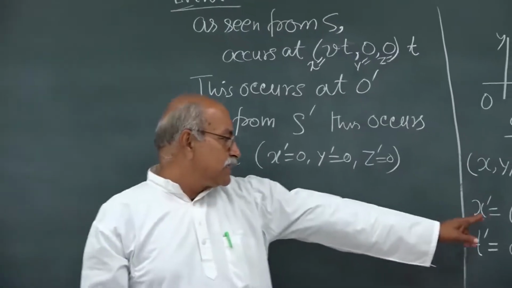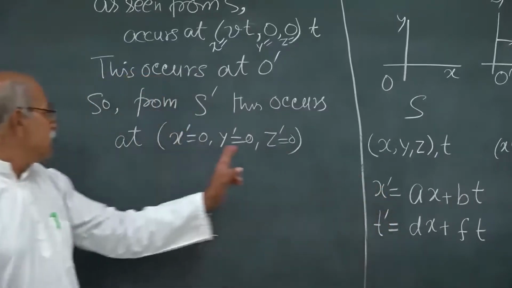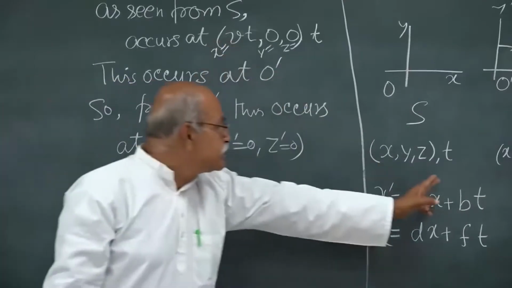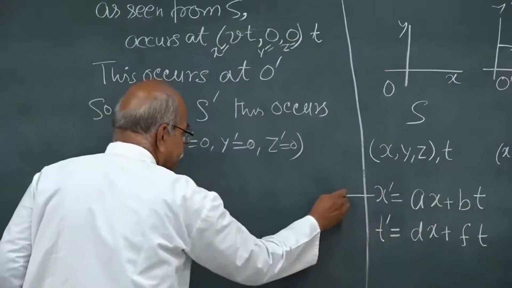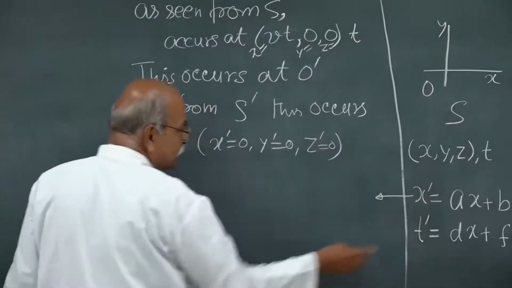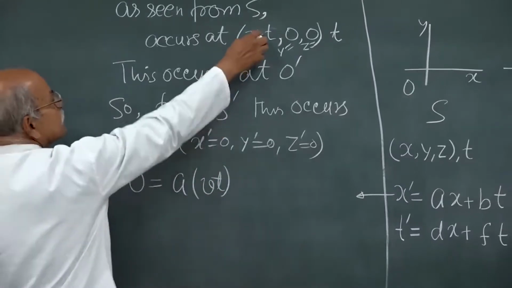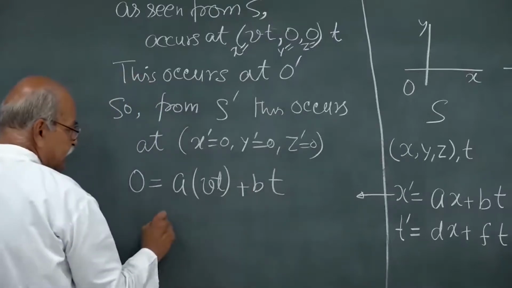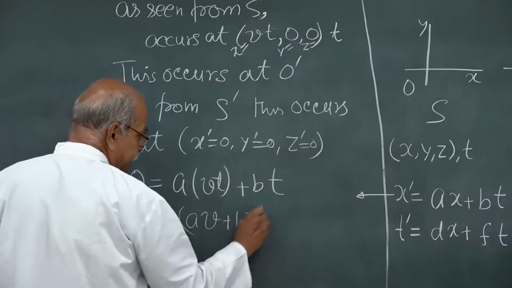Now use this equation, x prime should be equal to ax plus bt. X prime is 0, x is Vt and t is t. So, use this particular equation. What do I get? 0 is equal to a into x, x is Vt, plus b into t. Take t common: (av plus b) into t.